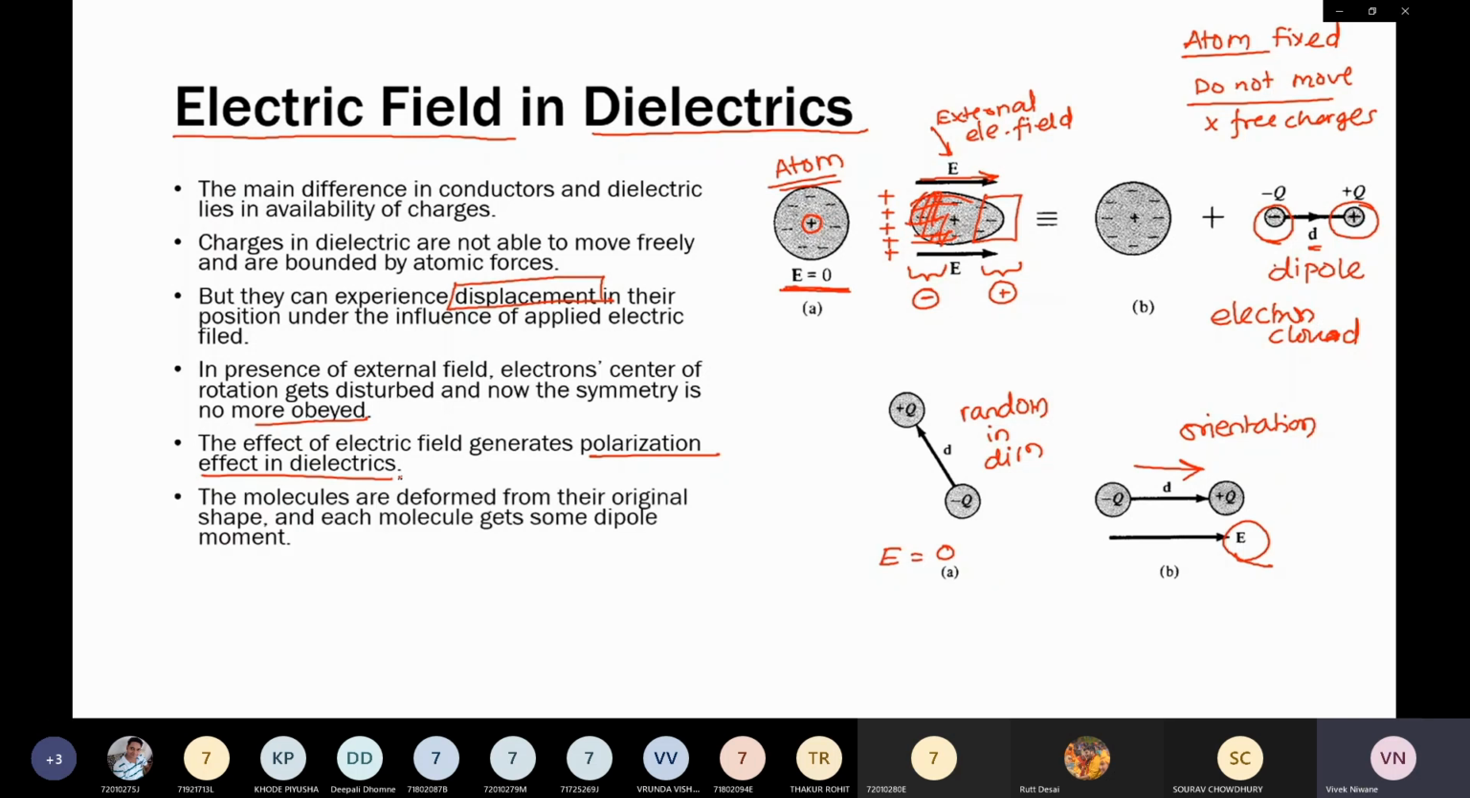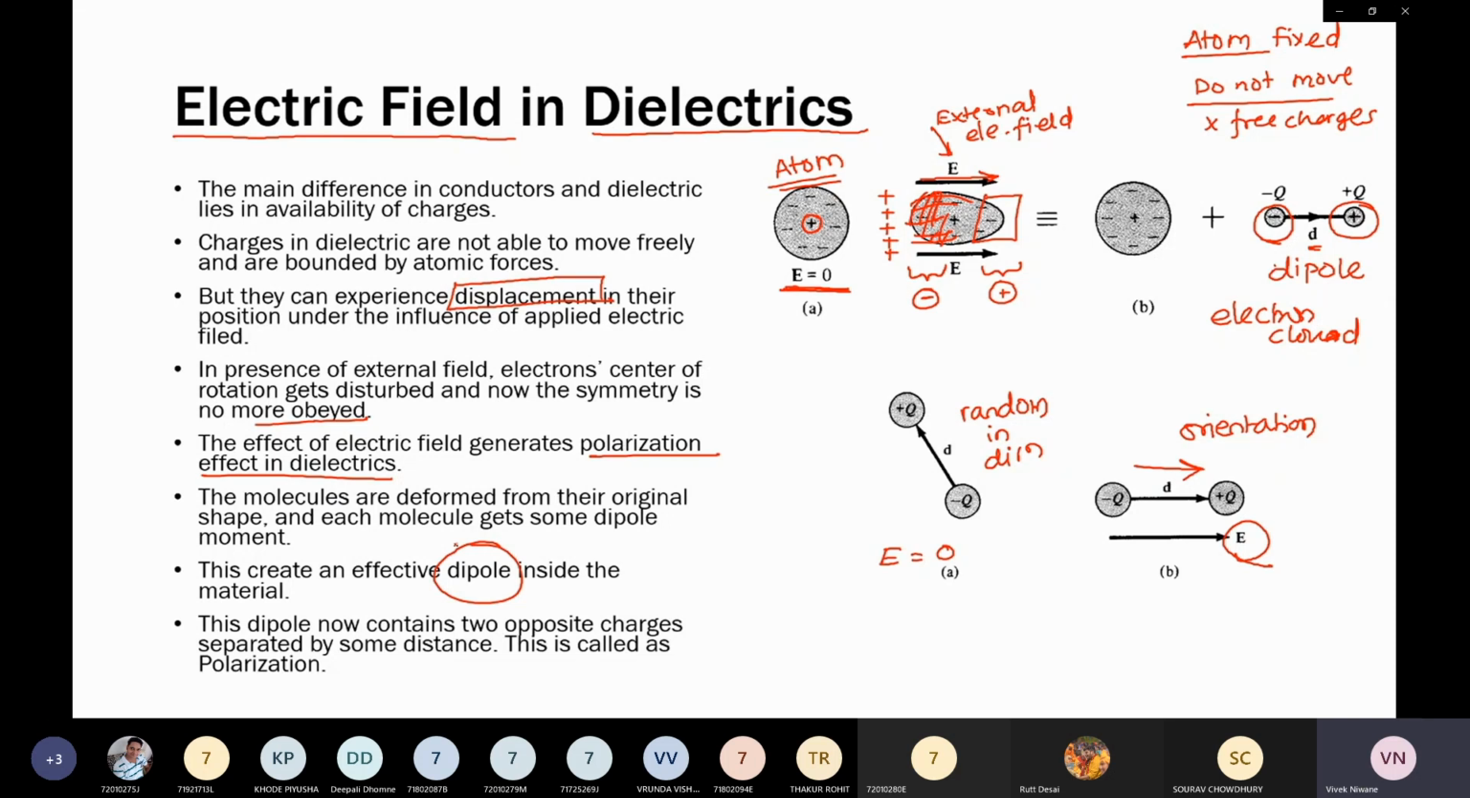The molecules are deformed from their original shape, and each molecule gets some dipole moment. This creates an effective dipole inside the dielectric material. This dipole now contains two opposite charges separated by a distance. This is called polarization. Very important word, polarization.